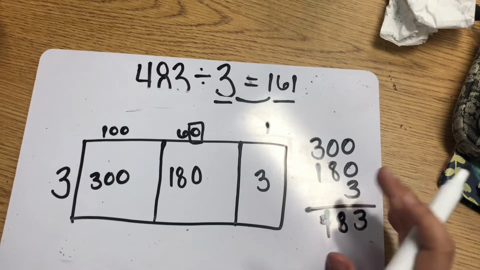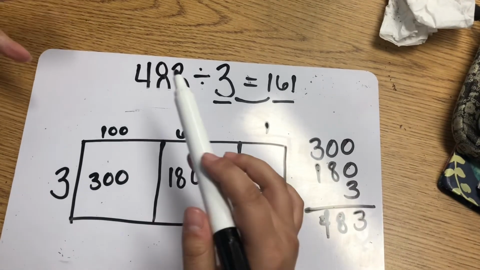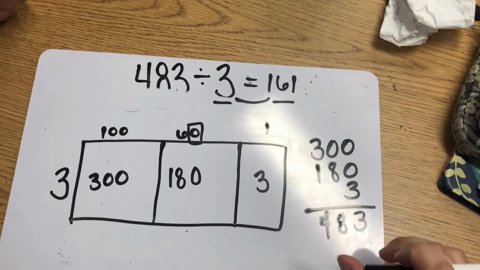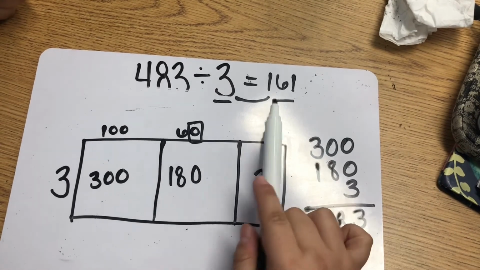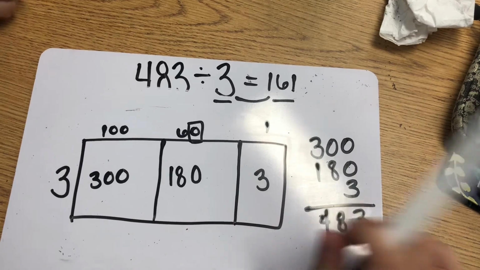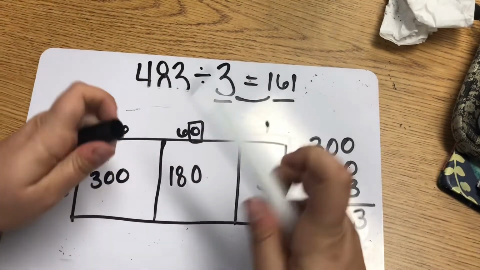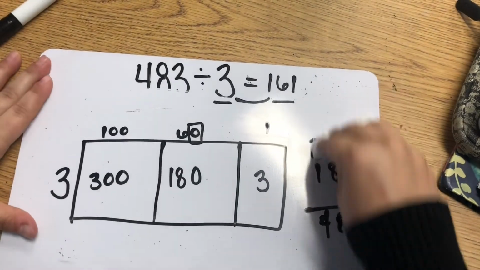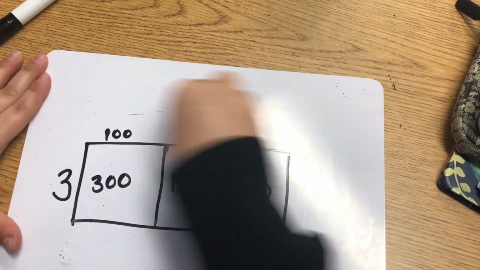Well, I was confident before, but now I'm even more confident that 483 divided by 3 is 161, and 3 times 161 is 483. So I hope that's helpful. I hope your students find the strategy that fits them the most.